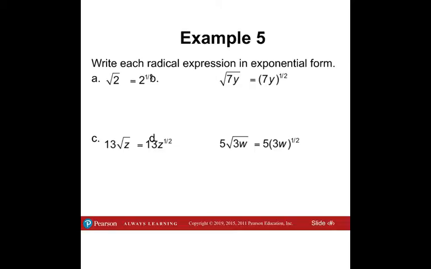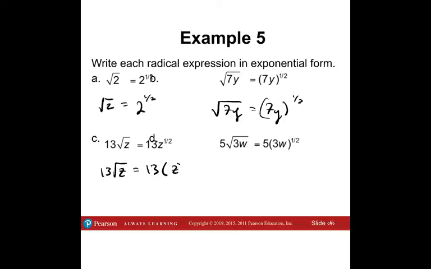So the square root of 2 is the same as 2 to the power of a half. The square root of 7y is the same as 7y to the power of a half. 13 times the square root of z is the same as 13 times z to the power of a half. I guess you don't need the parentheses, but you have to know that the half only applies to the z. And in this next one, we have 5 times the square root of 3w. That's 5 times 3w to the power of a half.